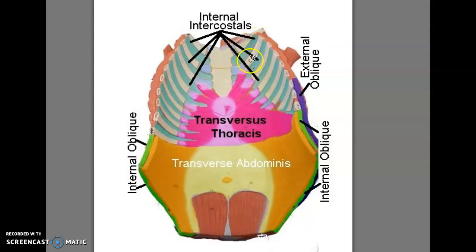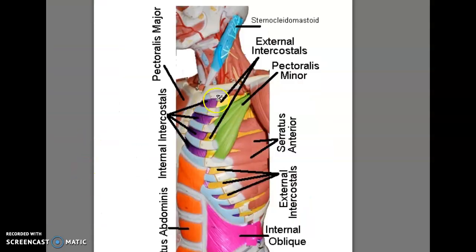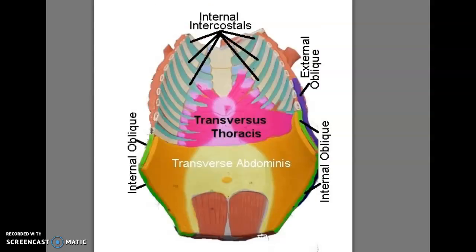We have the internal intercostals on the inside of the rib, and the external intercostals are on the outside of the rib. Ta-da! So I like just saying this whole thing's the external because it's on the outside. Then we go here. The internal is on the internal. We also see the layering of the obliques in this view.